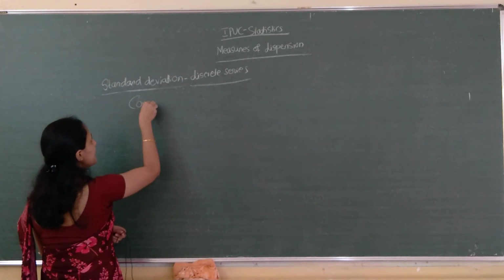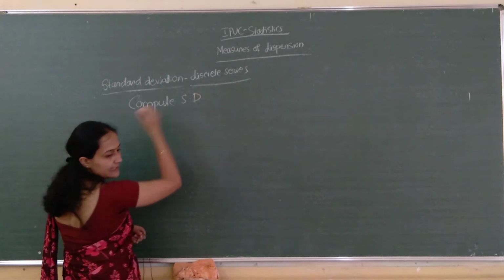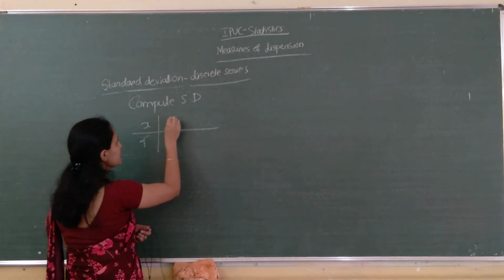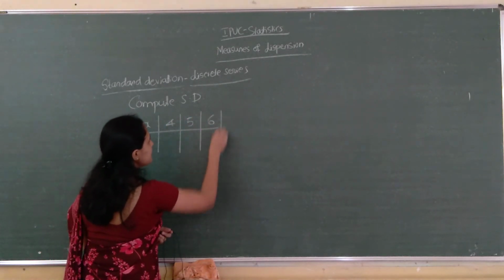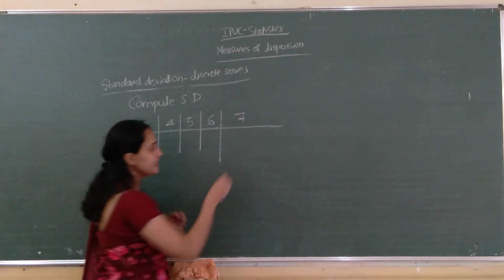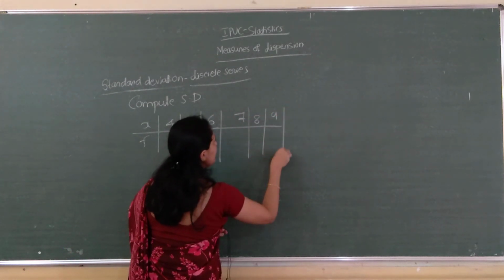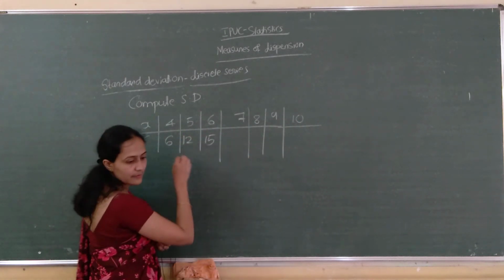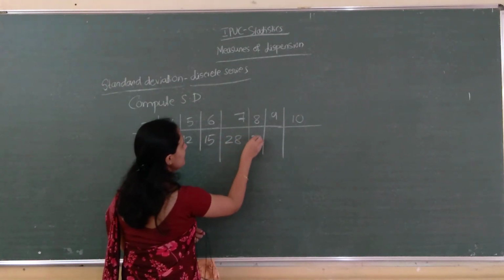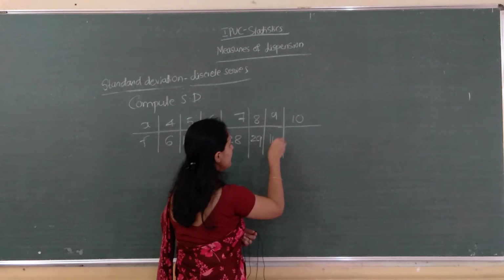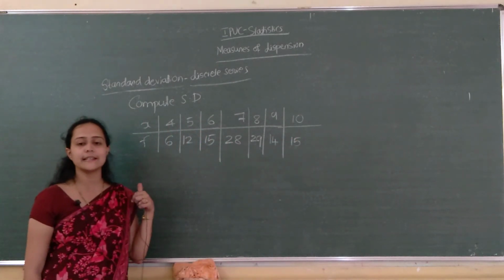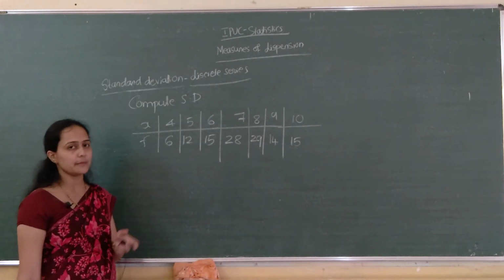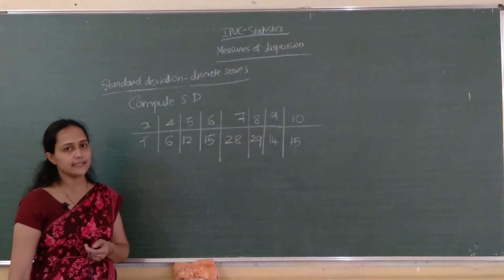Compute standard deviation. The x and f values are: x: 4 5 6 7 8 9 10; f: 6 12 15 28 29 14 15. So if possible, do this one as homework. Any method is okay: direct method, deviation method, second method, indirect method.